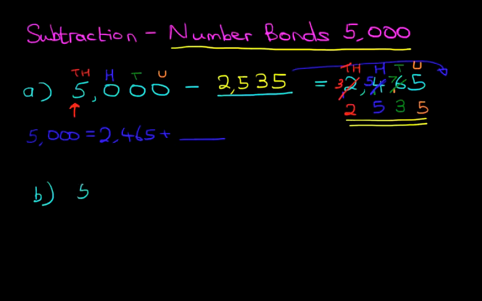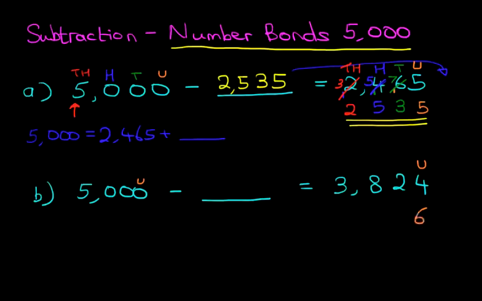This time we have 5,000 minus something equals 3,824. Okay, we're going to use the same method, the same principles. So let's start with the units. We've got 4 units. The units have to equal 0. The next possible 0 is 10. So 4 plus something equals 10. The answer is 6. 4 plus 6 is 10, so we're carrying 1 over.